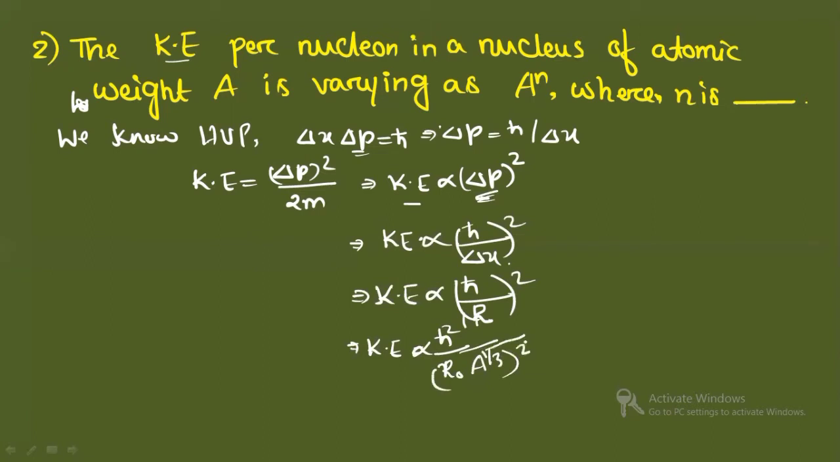whole square, right? So what you will see, R naught A to the power 1 by 3, that means kinetic energy is proportional to A to the power 2 by 3, but with a negative sign. So you can write it's minus 2 by 3. So N is equal to minus 2 by 3. Further, you can write it as minus 0.67. So here the answer will be minus 0.67. All right.